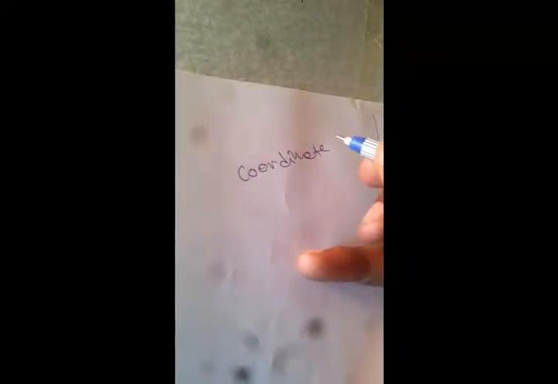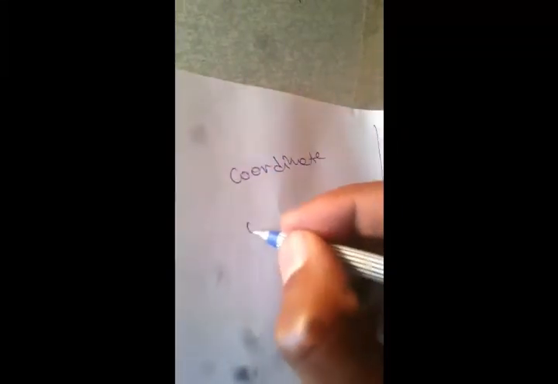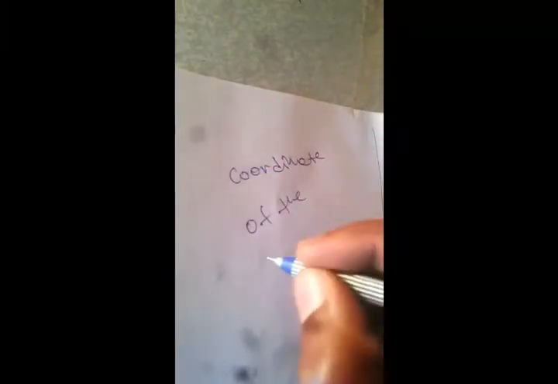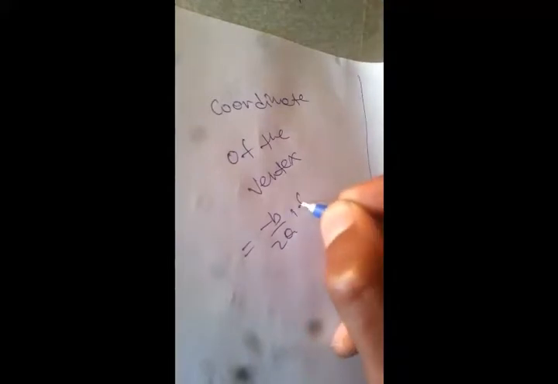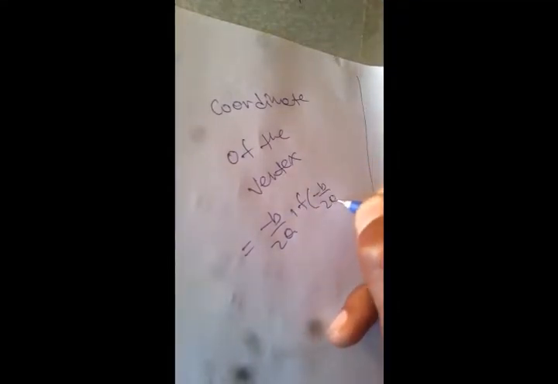Therefore, the coordinate of the vertex will be minus b over 2a and f of minus b over 2a.